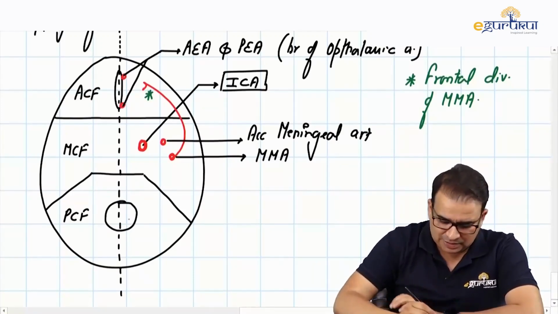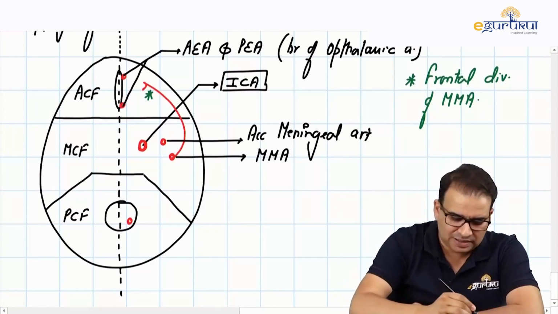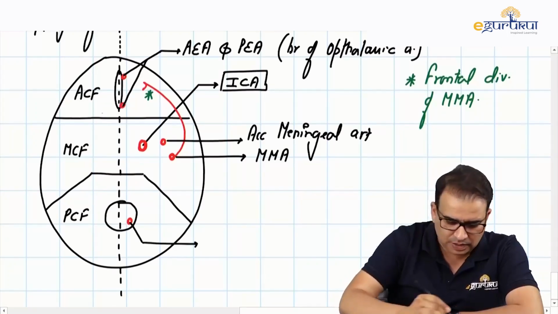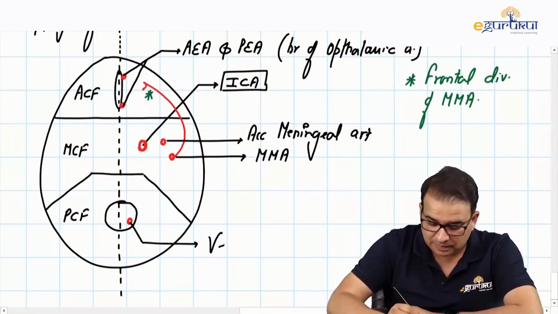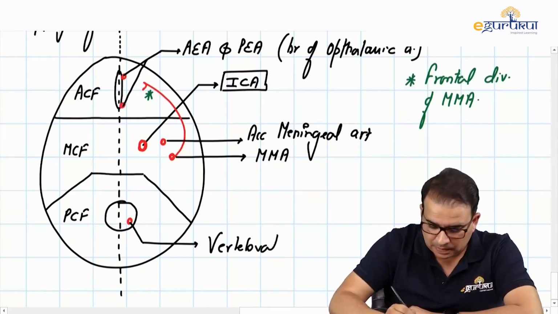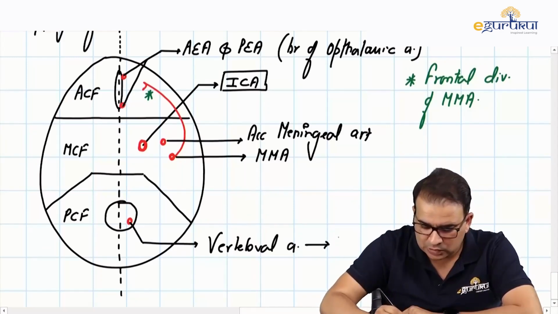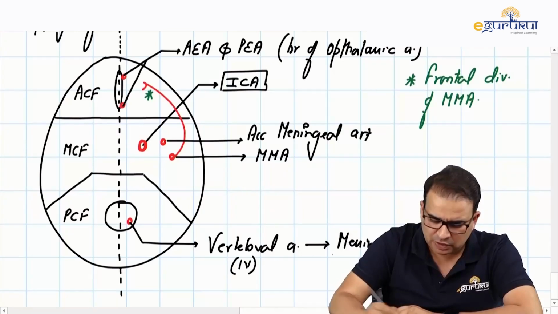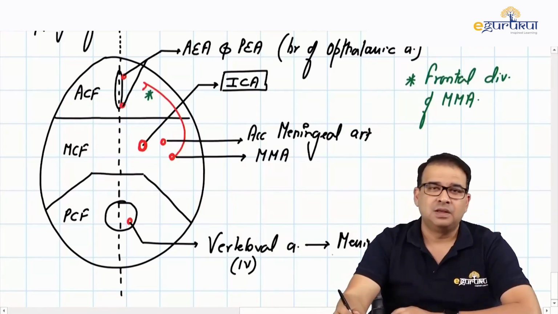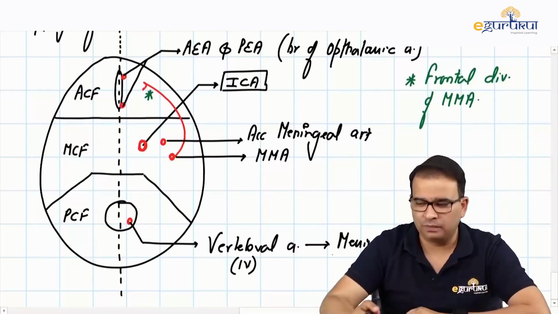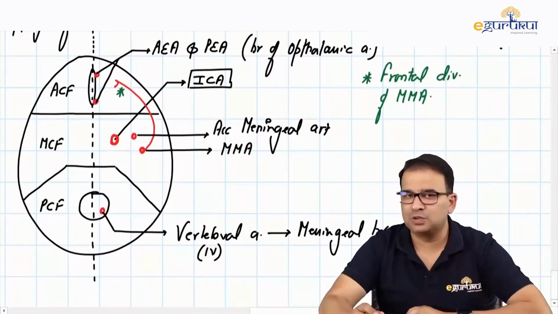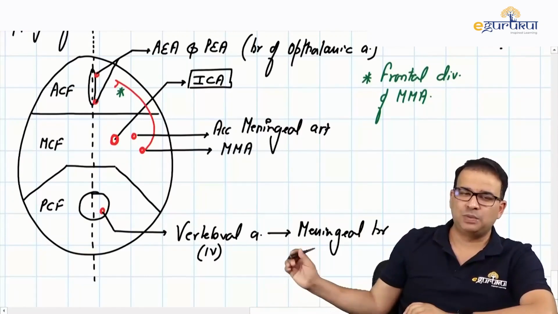Then we have, let me just go to posterior cranial fossa first. The main artery that you see entering through foramen magnum is going to be the vertebral artery. And the vertebral artery also gives off the meningeal branches. To be more precise, it's the fourth part of the vertebral artery. We'll discuss the first, second, third, fourth, where those parts are. It's the fourth part of the vertebral artery, which is seen in the cranial cavity and does supply the dura mater of posterior cranial fossa through meningeal branches.